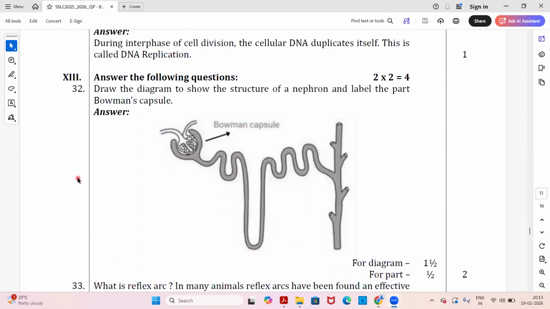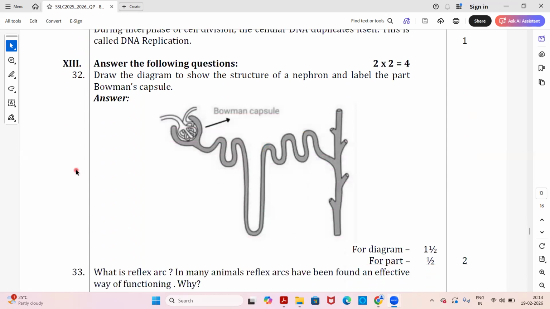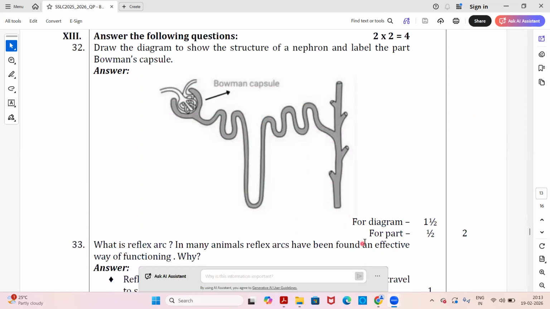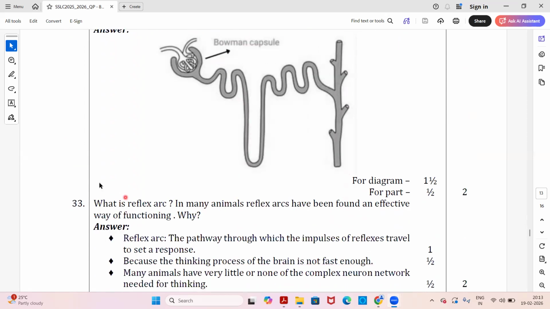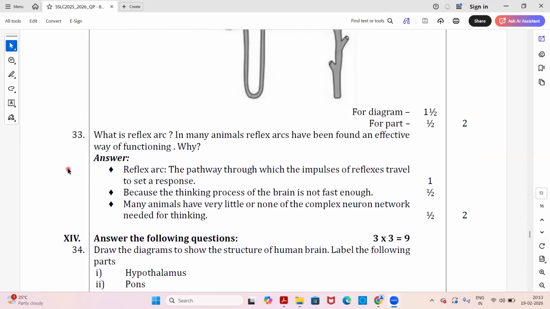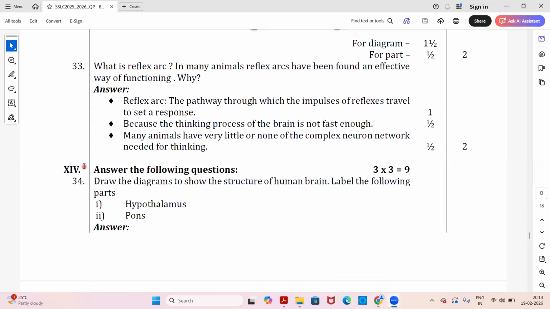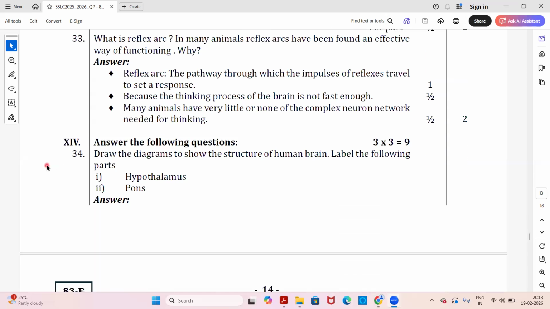Then draw the diagram to show the structure of a nephron and label the parts of Bowman's capsule. So this is how the diagram looks. For the diagram, you have 1.5 marks. For labeling the parts, you have half a mark. Okay, next moving to the 33rd question, answer. And then the 34th question: draw the diagram again of a human brain.